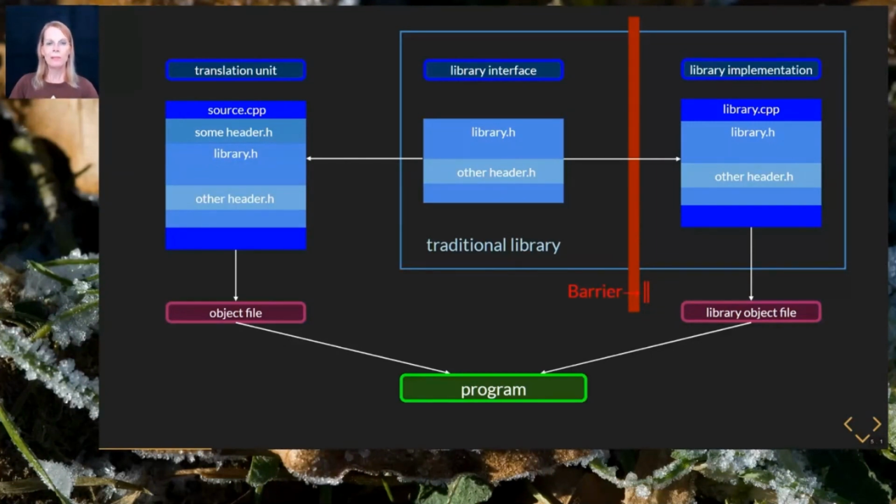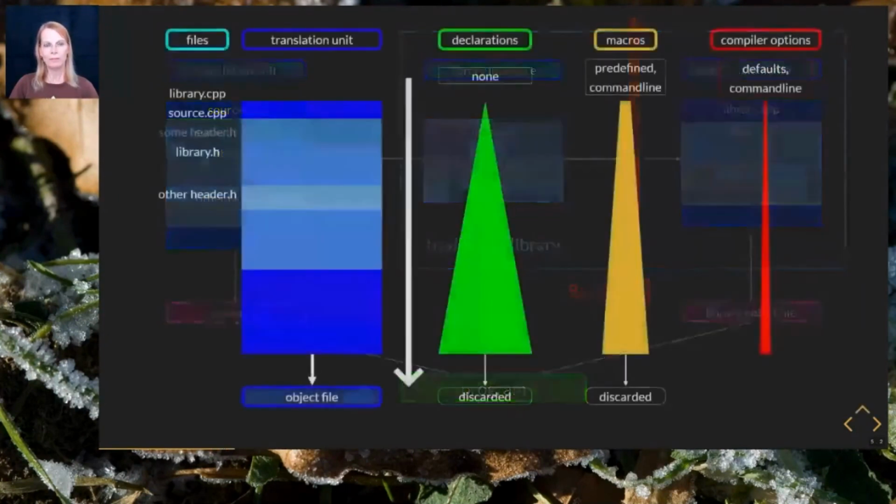In the C++ compilation model, boundaries exist only between translation units. Foreign code is barred only from intruding on the library implementation. The interface headers just do not benefit from this level of protection.